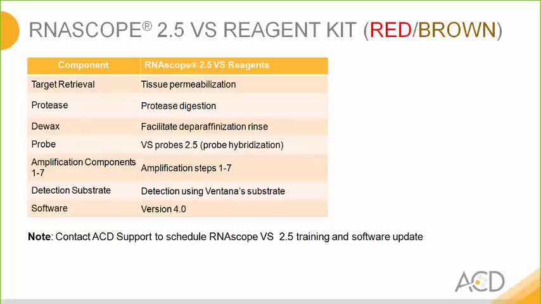For the RNAscope 2.5 VS reagents, they are available in the red singleplex or the brown singleplex. The reagents provided by us include the target retrieval, protease, DWAX, your custom target probe, and the amplification components. This then utilizes the detection substrate from VENTANA, as well as some VENTANA and Roche accessories which we note in the user manual to purchase before use.